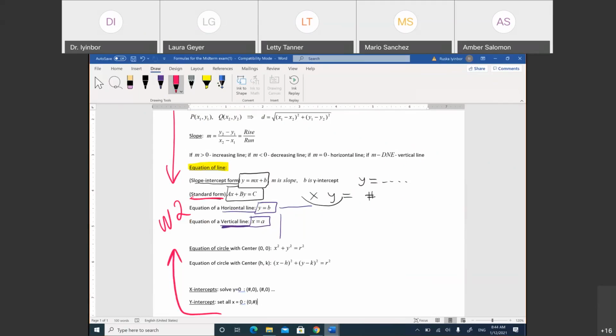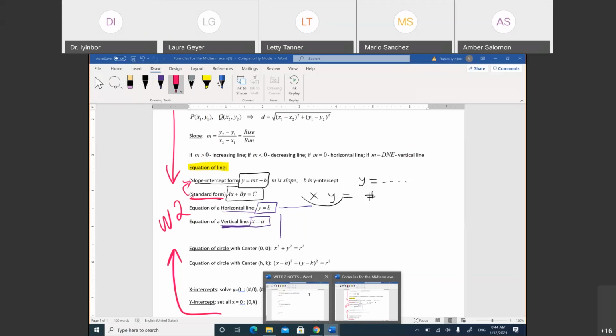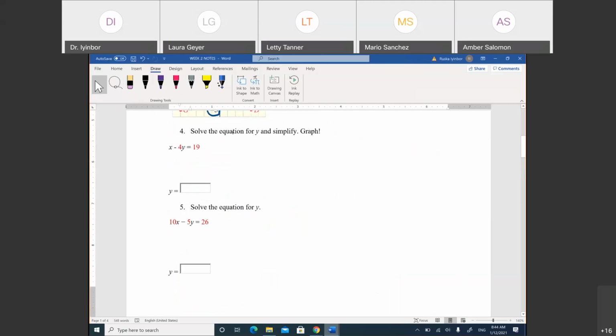The standard form has x and y in the same side equals number. So what they want us to do, they want us to go from standard to slope-intercept because they want us to get y by itself. Okay? That's what they're asking. Solve for y. Solve for y means get y by itself. And how do you solve for y? The same way we did last week. So we need to get y by itself.